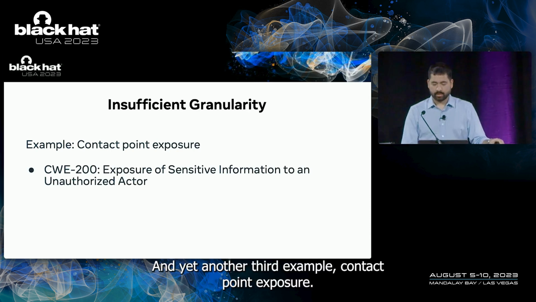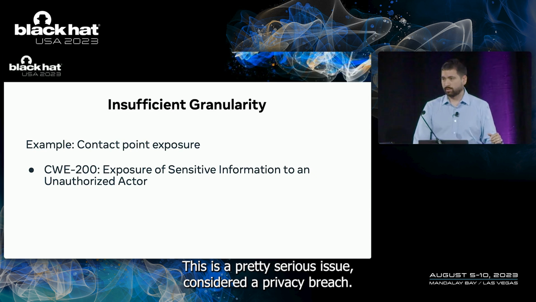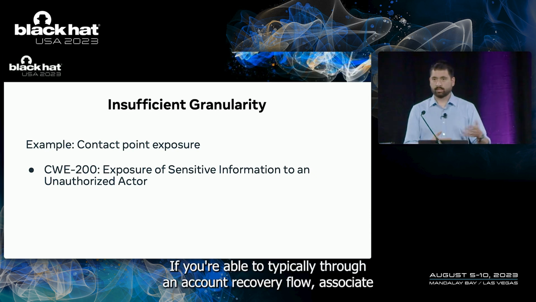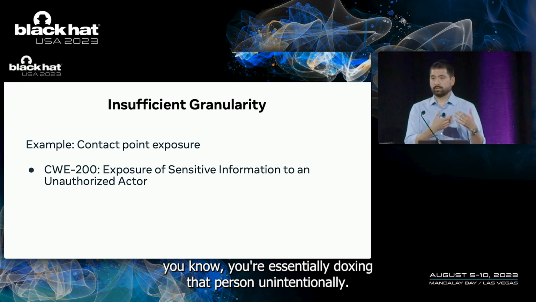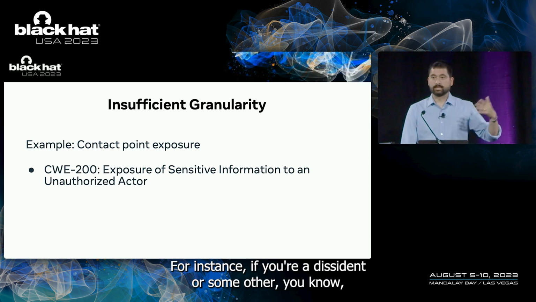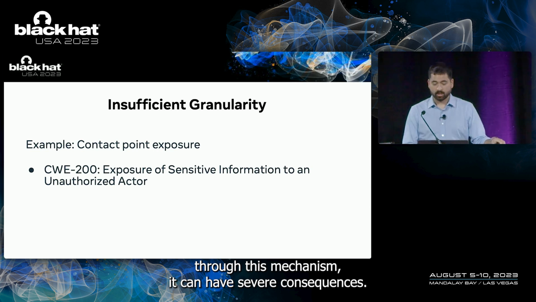And yet another third example, contact point exposure. This is a pretty serious issue considered a privacy breach. One of the central issues with Twitter's FTC order, right? If you're able, typically through an account recovery flow, to associate an identifier like an email address or a phone number to an account, you're essentially doxing that person unintentionally. And this is, again, a very serious issue on social media platforms, for instance. If you're a dissident or some other person who's trying to act anonymously and you're able to be doxed through this mechanism, it can have severe consequences.